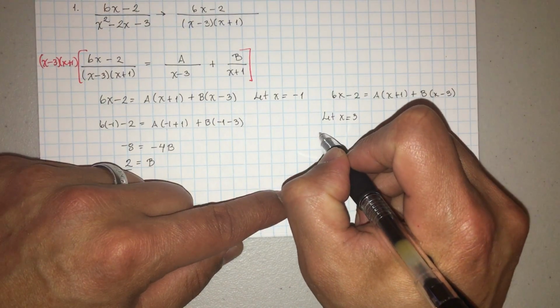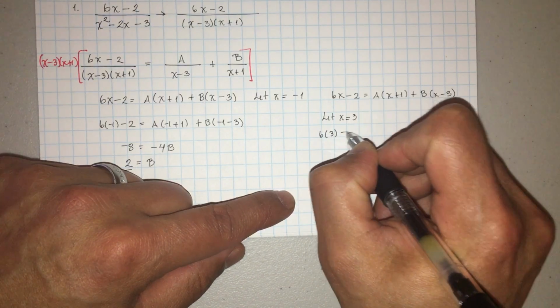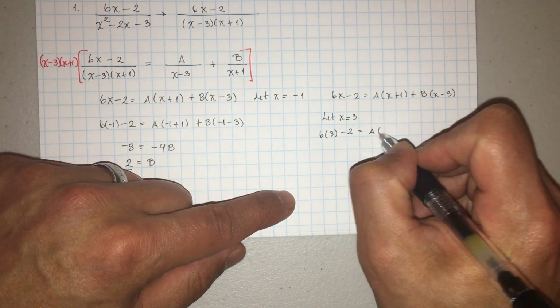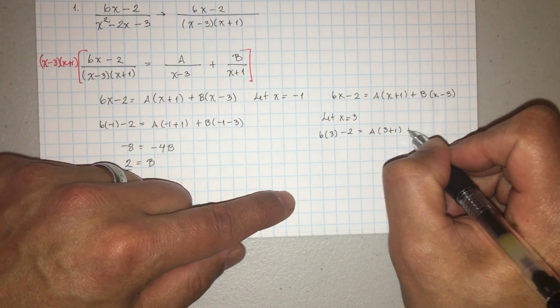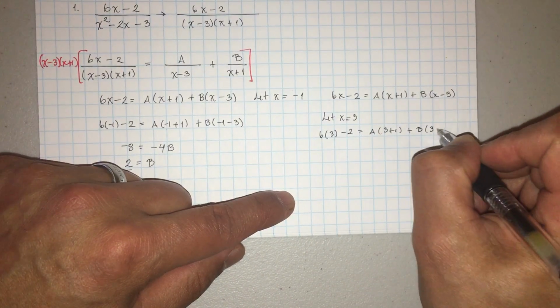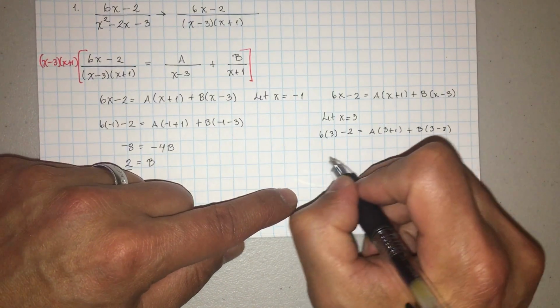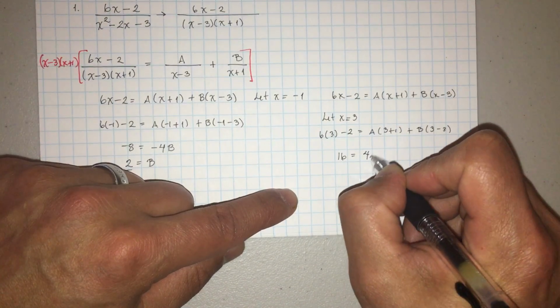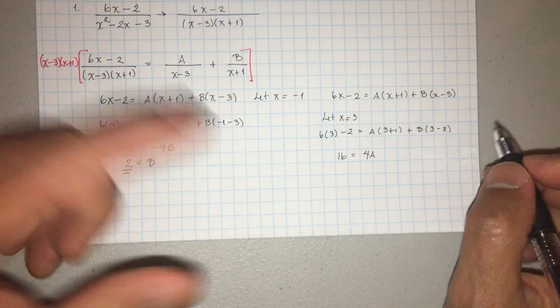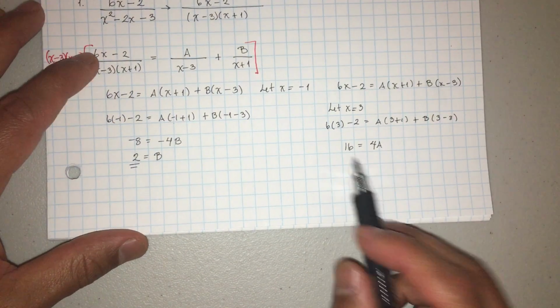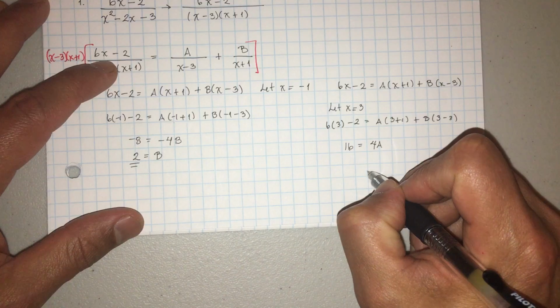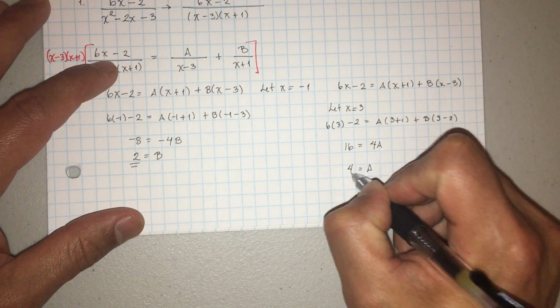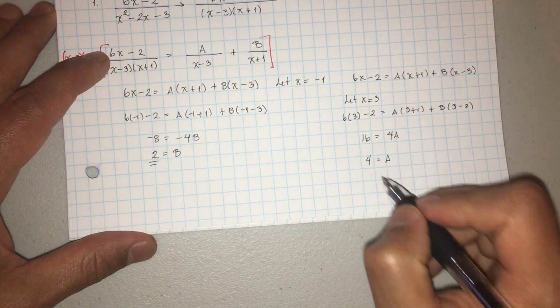So if x is 3, we have 6 times 3 minus 2, a, and then 3 plus 1, and then b, and then 3 minus 3 over here. Okay, so 6 times 3 is 18, minus 2 is 16. 3 plus 1 is 4 times a, and then 3 minus 3 is 0. So now I can solve this. When I divide both sides, a is equal to 4. And there it is, guys.